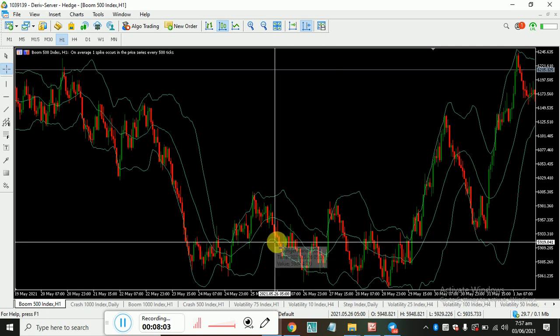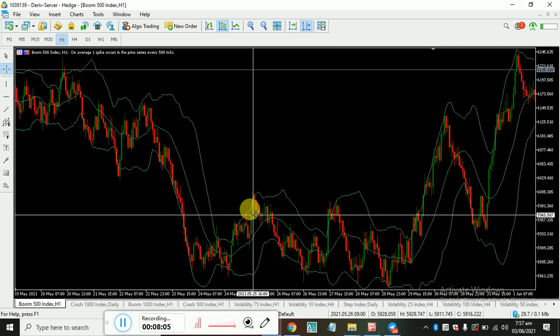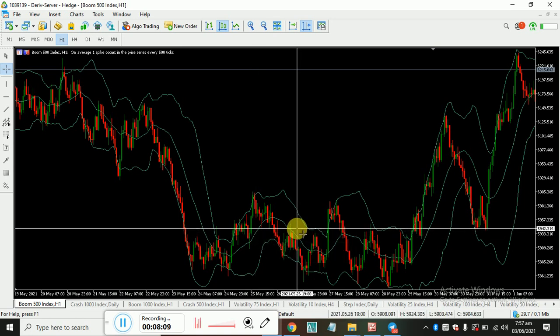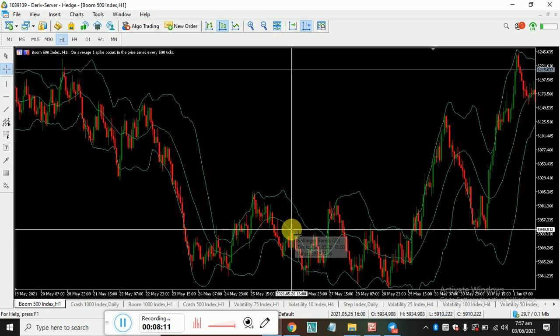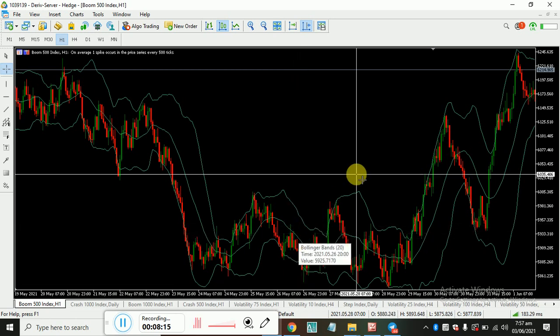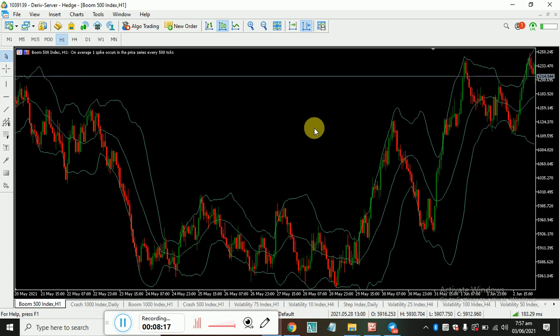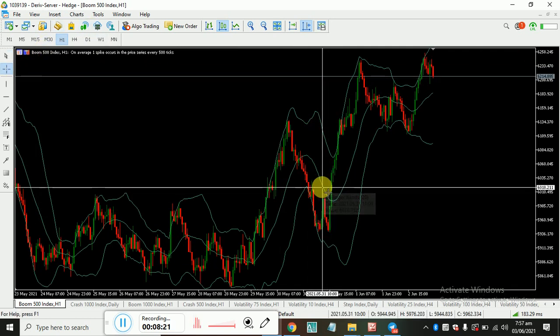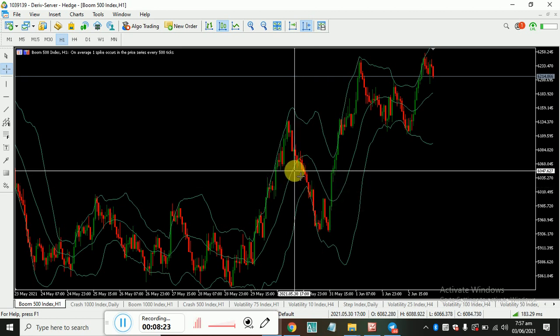Like I told you earlier, we have the upper band, the middle band, and the lower band. The middle line of the indicator is simply a moving average. You can call it a moving average of period 20. Now, I want to tell you how this market moves.